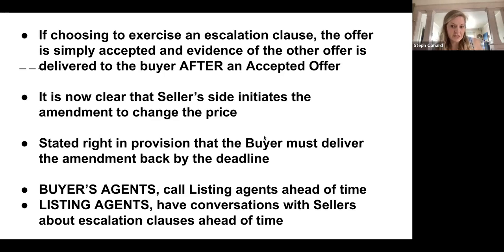Listing agents, have conversations with sellers about escalation clauses ahead of time, because now the likelihood of you receiving offers with escalation clauses is going to be much higher.